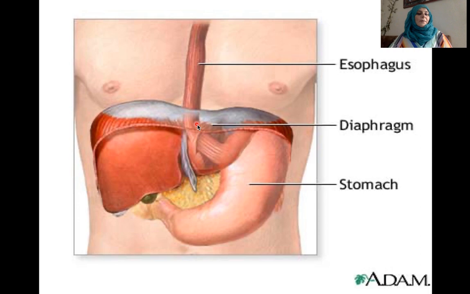While in the thoracic part, it is covered by adventitia, because it is stuck against the wall, covered only by connective tissue anteriorly, so they call it adventitia. But in the abdomen, this part will be covered by a serosa. Okay, let us continue our information on the esophagus.